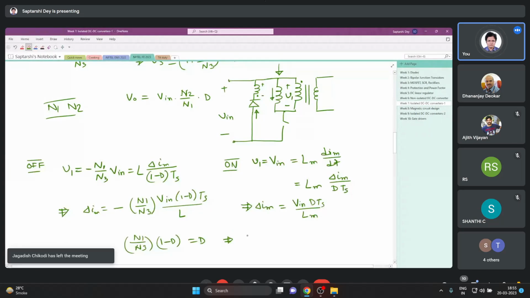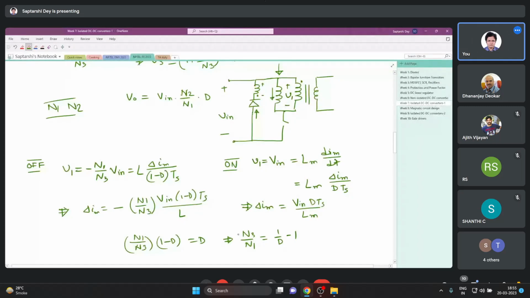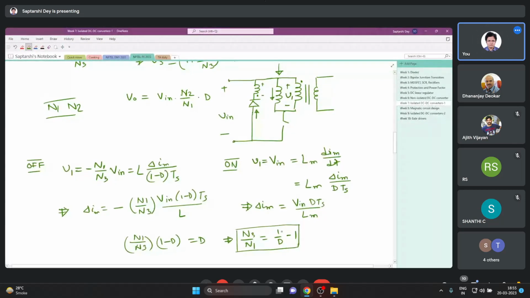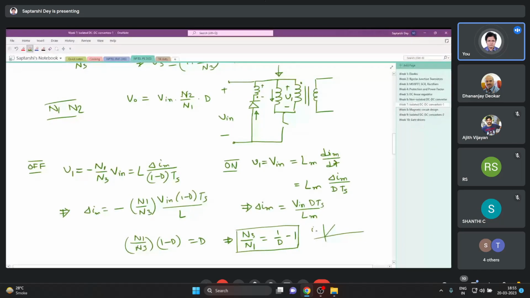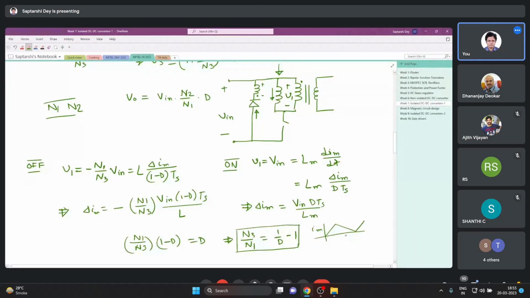So this is the relation. The relation is n3 by n1, taking this side, so 1 by d minus 1. If you maintain this relation, what will happen is the current in the inductance will increase, it will decrease, and from here again it will start increasing.